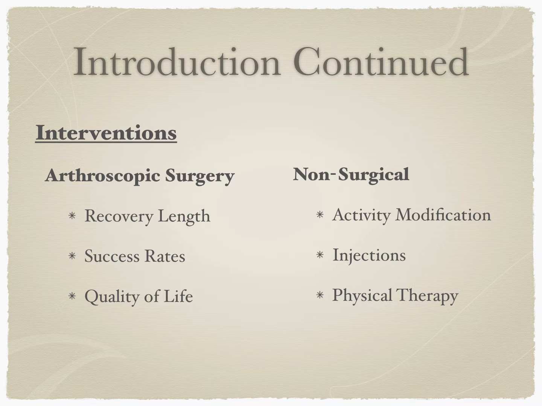There are two main interventions for FAI: the arthroscopic surgery and the non-surgical approach. As far as recovery length, arthroscopically, it's going to be at least 16 weeks until an athlete is able to begin impact activities, so it's a very long recovery. As far as success rates, there is about an 87% success rate of athletes being able to return to play, but only about 82% are able to return to the same level that they had been at before the surgery.